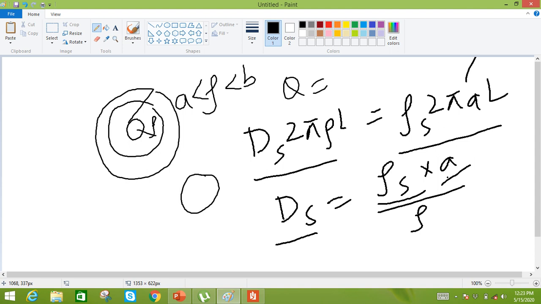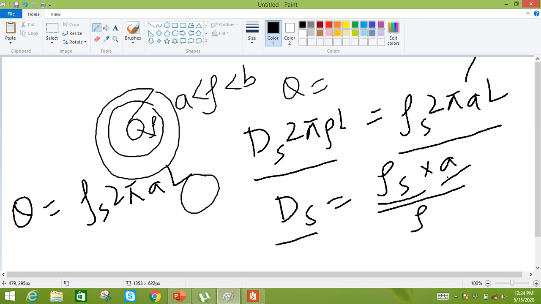This electric flux density is actually in terms of the surface charge density. We can find this electric flux density in terms of the line charge density, because we have taken the length L. So as we have already found that Q is equal to rho s 2 pi AL. This was actually the charge contained over the outer surface of the inner conductor.